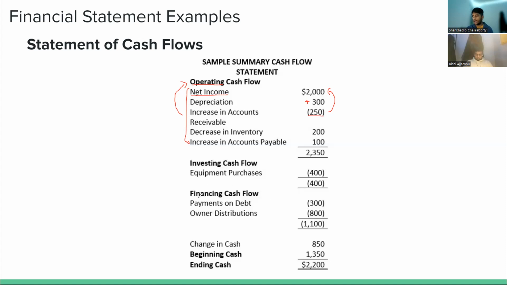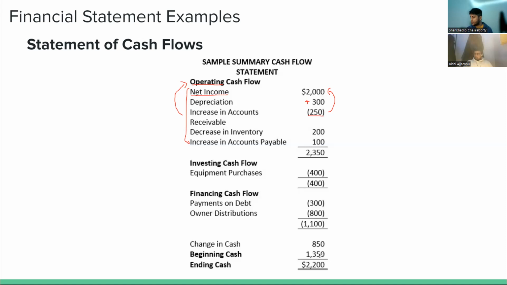And finally is your financing. So once you pay debt, obviously you're paying it with cash, so it's going to decrease. That's why it's in parentheses. And owner distributions, in this case, can just be the disbursement of cash to the shareholders, for example. If you issue debt, that's actually an inflow, but that didn't happen here. So you also decrease that, that's minus 800. And then you do 2350 minus 400 minus 1100 in order to get the change in cash, which is 850.